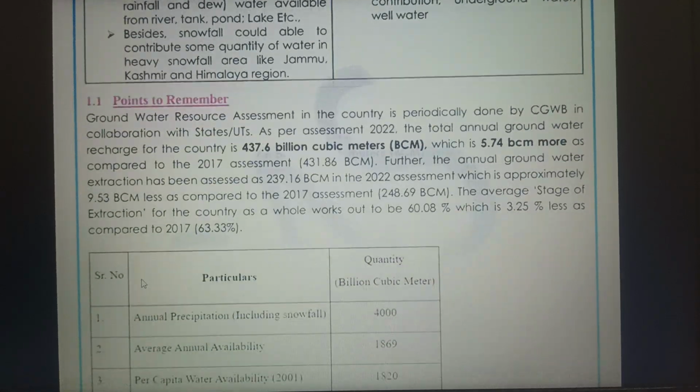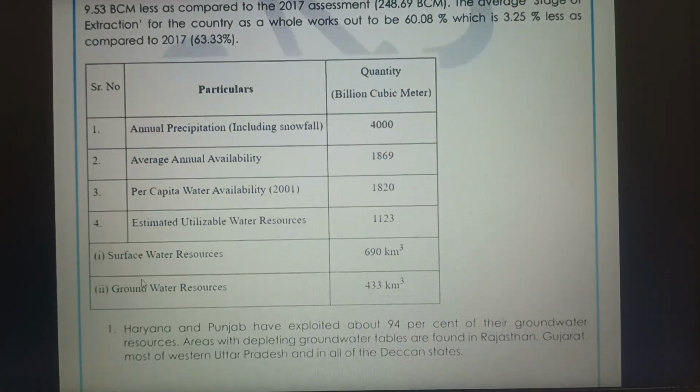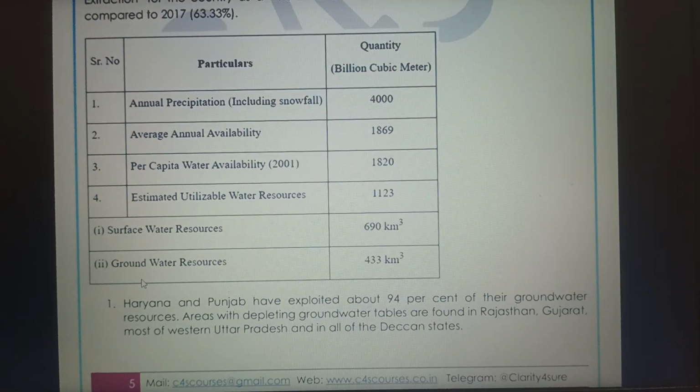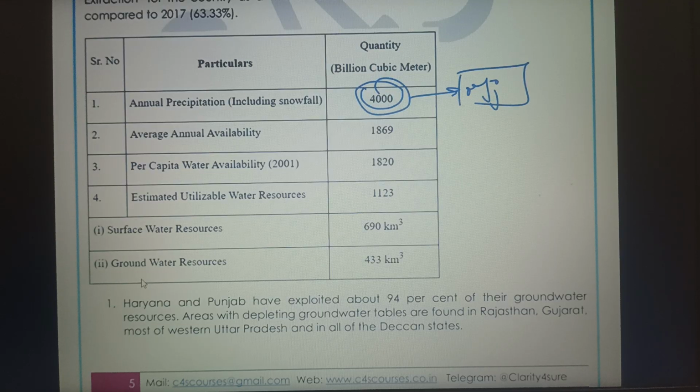Now when we start studying the water resources, this is the chart that is available with us: the water availability of India, or the arithmetic of water that is available within our country. See, annual precipitation including the snowfall is 400 billion cubic meters. This data you can remember, it can be asked in the objective.